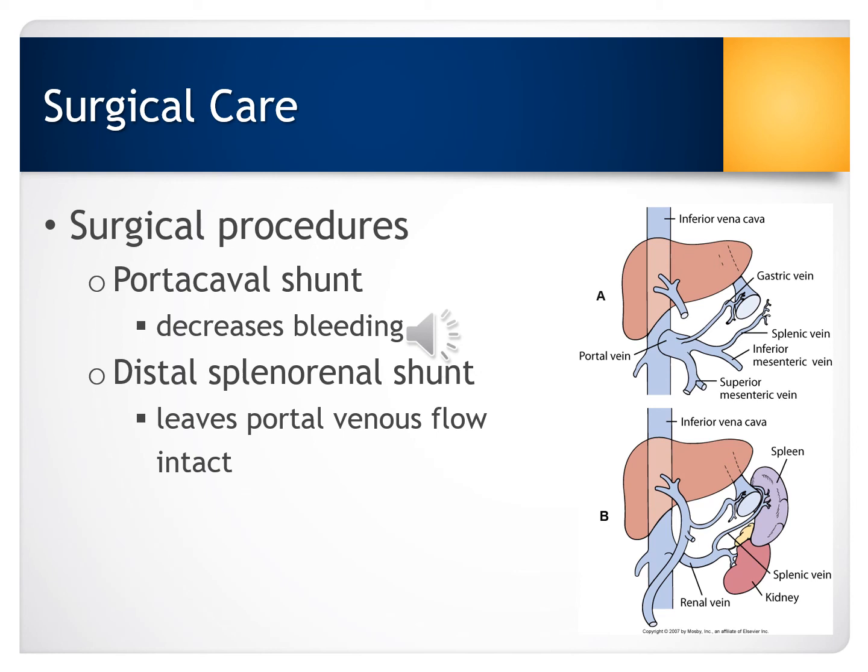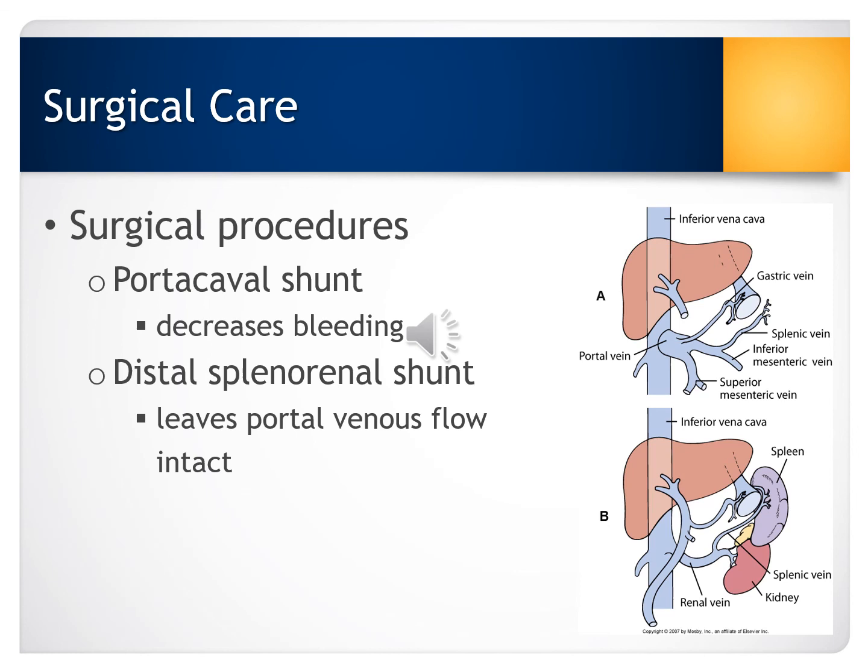The surgical shunts most commonly used are the portocaval shunt and the distal splenorenal shunt. The portocaval shunt is the one labeled A. In this procedure, the portal vein is anastomosed to the inferior vena cava, diverting blood from the portal vein to the systemic circulation.